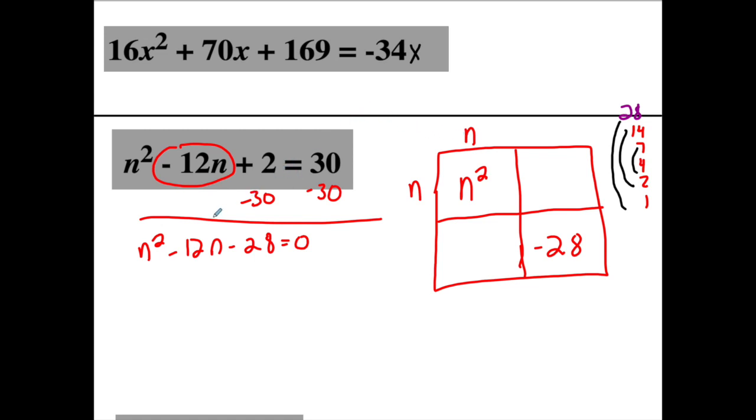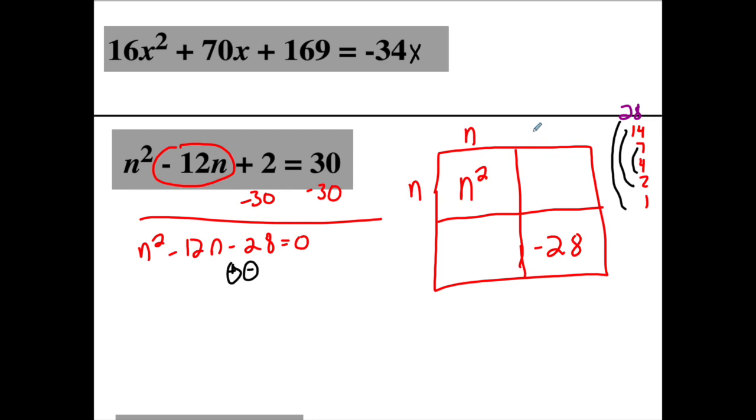Now my goal is to add to negative 12. I also need to multiply to negative 28. So that tells me that I need a positive and a negative, because I got to multiply to a negative. So that's a good thing to know.